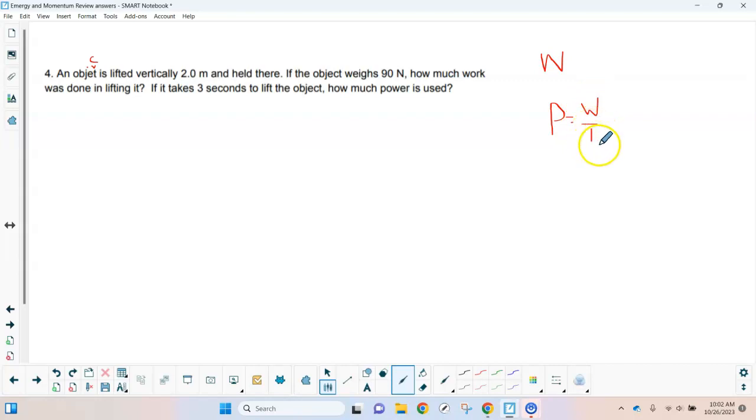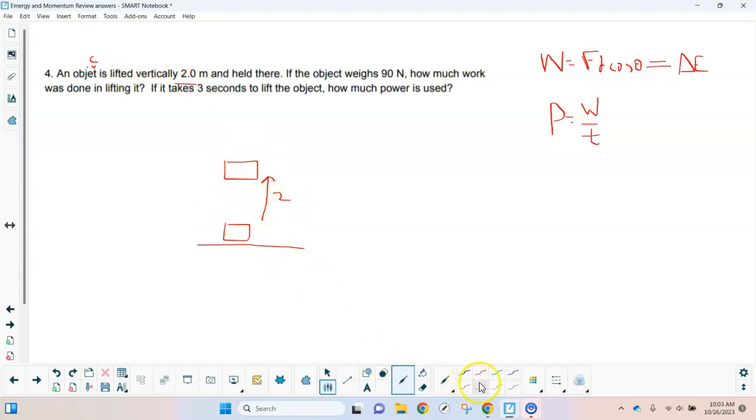For the work equations, we have a couple options. So we could talk about FD cosine theta, which some people like, and if you want to use that, you could absolutely use that in this problem and figure it out. Or work is also equal to the change in energy. So if I draw this problem out, there's some object, so I'll just make it a box. And we're going to take it from the ground and lift it up. So it's going to lift up to this new position up here. So the distance or displacement is going to be 2 going vertically.